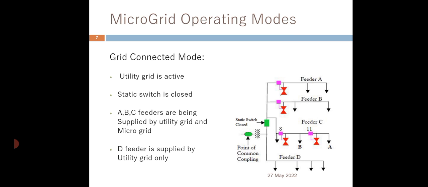Microgrid operating modes. In this, four feeders are used: feeder A, feeder B, feeder C and feeder D. Grid connected mode: first, the utility grid is active and the static switch is closed. The A, B, C feeders are being supplied by the utility grid and the microgrid, and feeder D is supplied by the utility grid only.